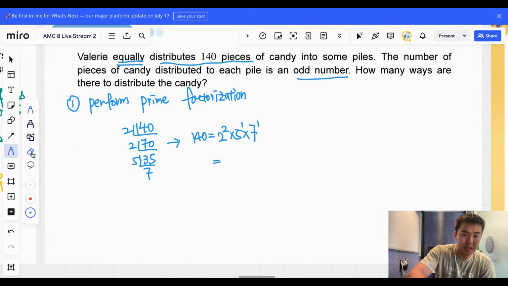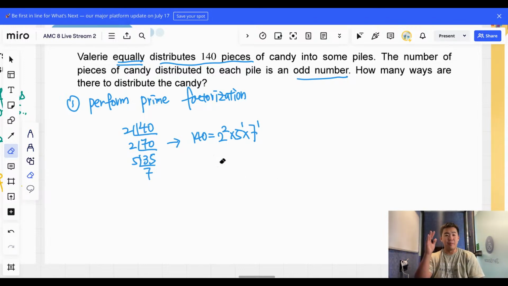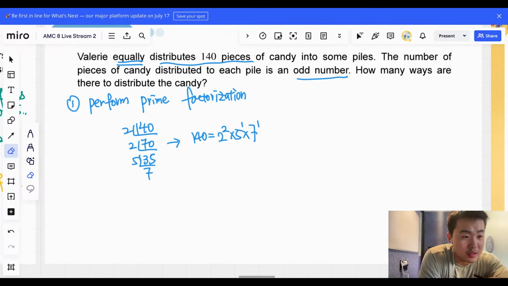As I said, you sometimes want to purposely write out the power of the number, even if it's just a power of one, okay? So let me see if it's still live streaming.